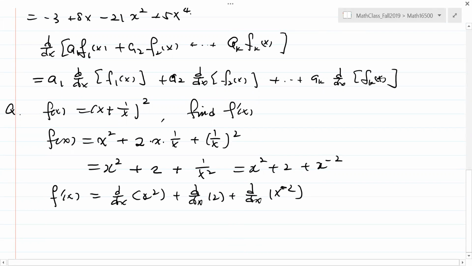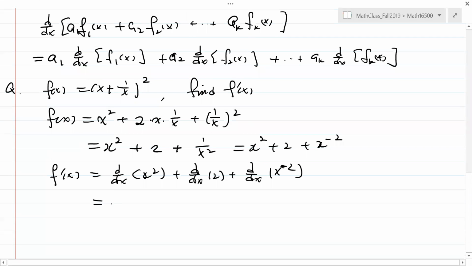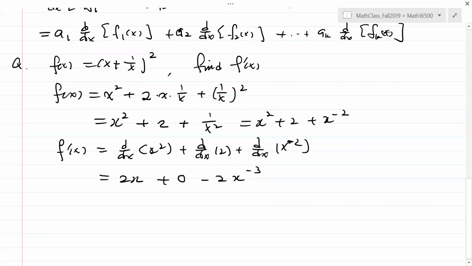So you get 2x, 0, negative 2x to the negative 3. So that's it. Okay, so this is the answer.